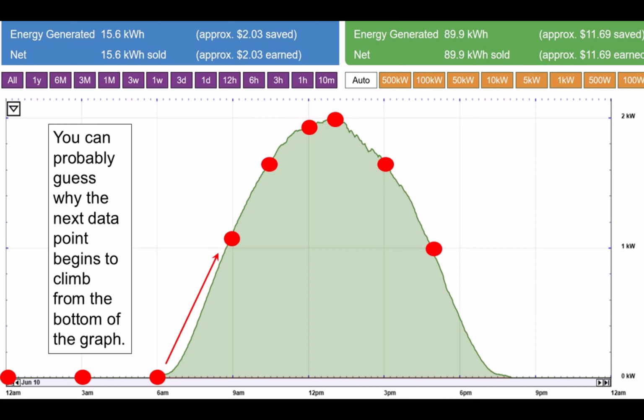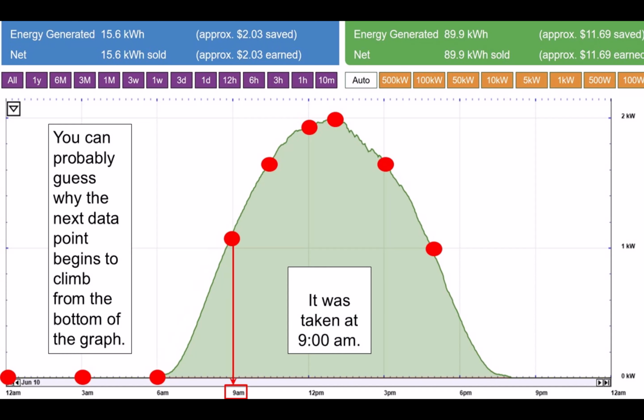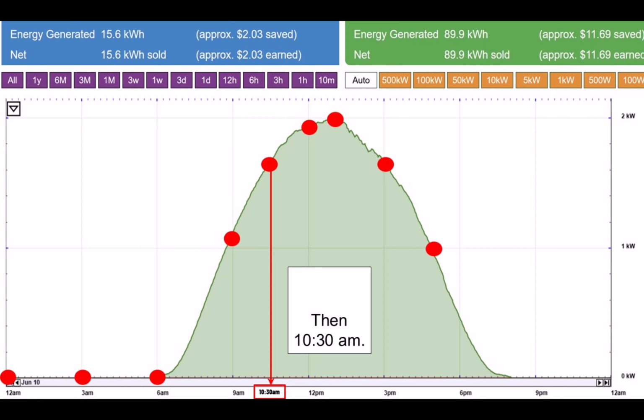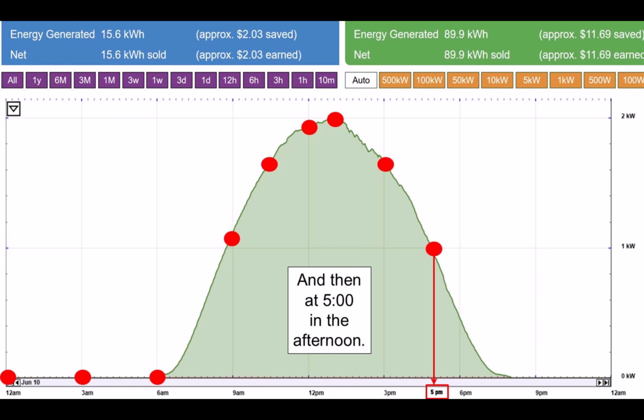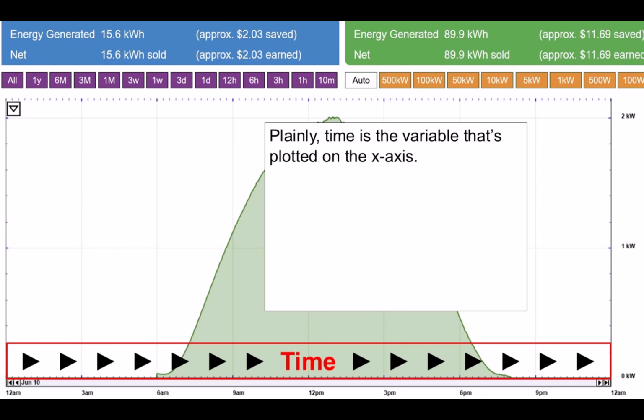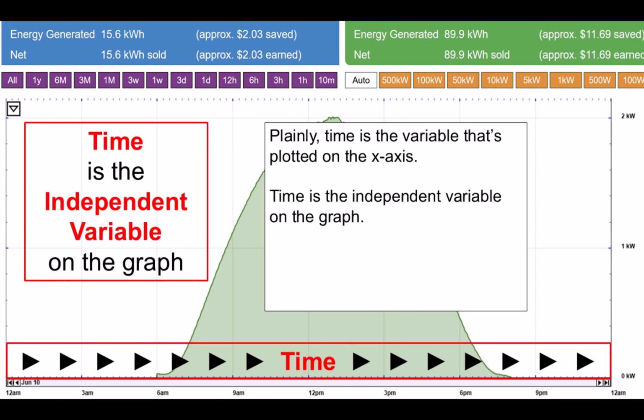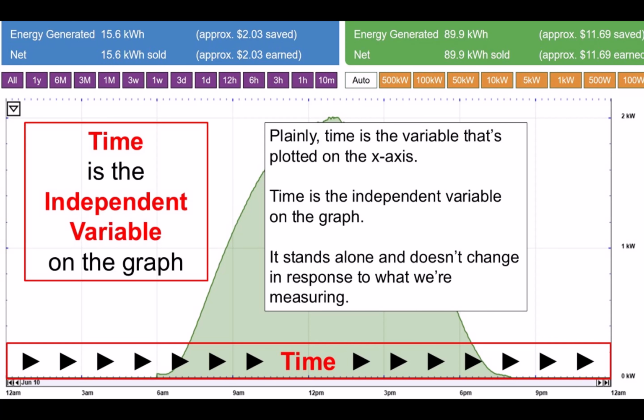You can probably guess why the next data point begins to climb from the bottom of the graph. It was taken at 9 a.m., then 10:30 a.m., 12 noon, 1 p.m., 3 p.m., and then at 5 o'clock in the afternoon. Plainly, time is the variable that's plotted on the x-axis. Time is the independent variable on the graph. It stands alone and doesn't change in response to what we're measuring.